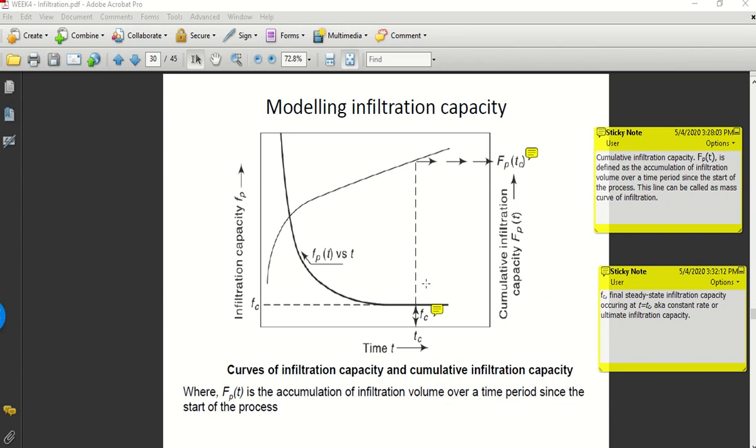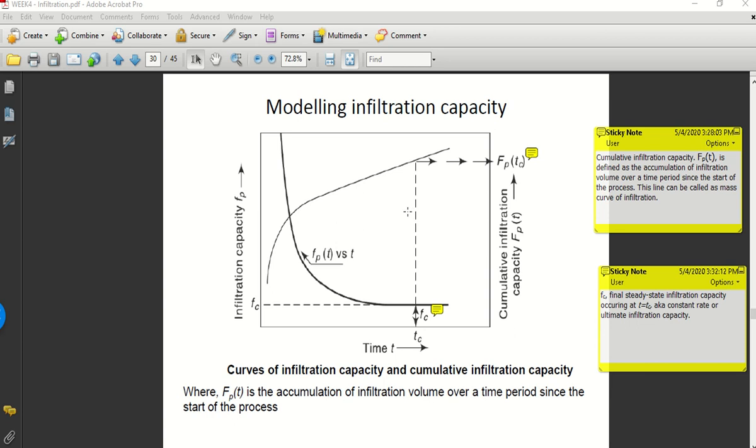Hello everyone. In this video, I'm going to teach about modeling infiltration capacity. After you've collected your data using the infiltrometer, what are you going to do with the data that you got? You can plot your data either in this form, the small f versus time, or in the mass curve type, like this one. You can also use some equations to model the infiltration capacity.